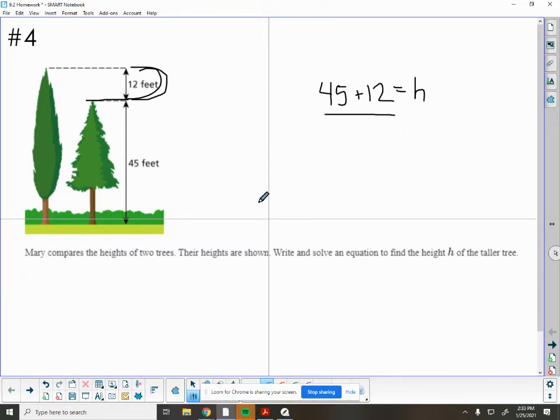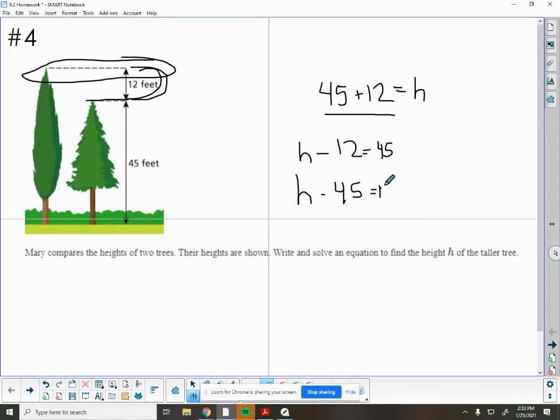There are several other ways we could write this equation. We could take h is this total height, and we could take away 12, and that would equal 45. We can also take the taller tree and minus 45, and that would equal the difference of 12. So we could switch these around and say it was 12 feet more than 45. All of these are going to give us this problem.